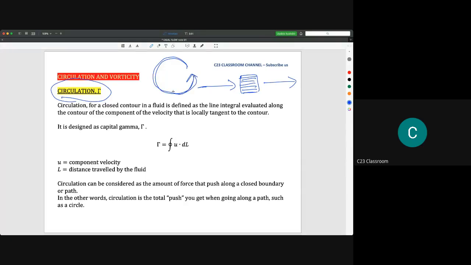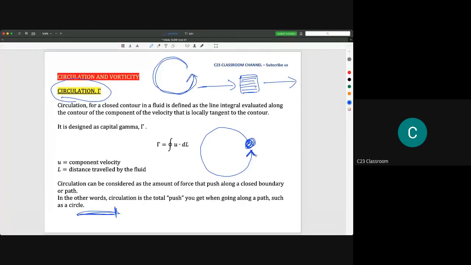So the idea of circulation is, circulation for a closed contour in a fluid is defined as the line integral, evaluated along the contour, of the component of the velocity that is locally tangent to the contour. In easy words, circulation is the total push you get when going along a path such as a circle. For example, you have a molecule here and the molecule completes its circle like this.